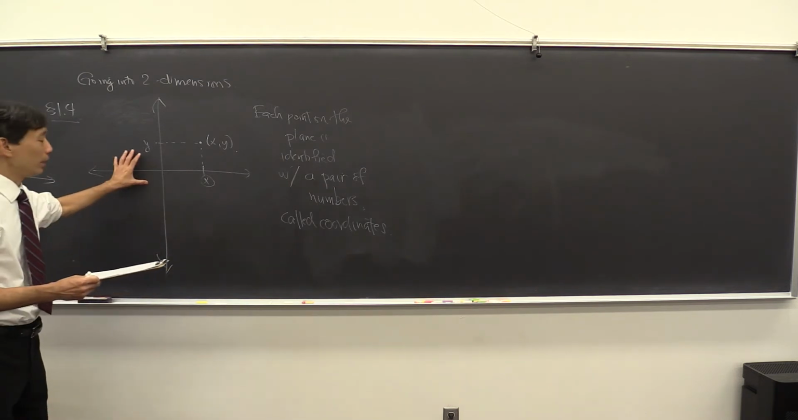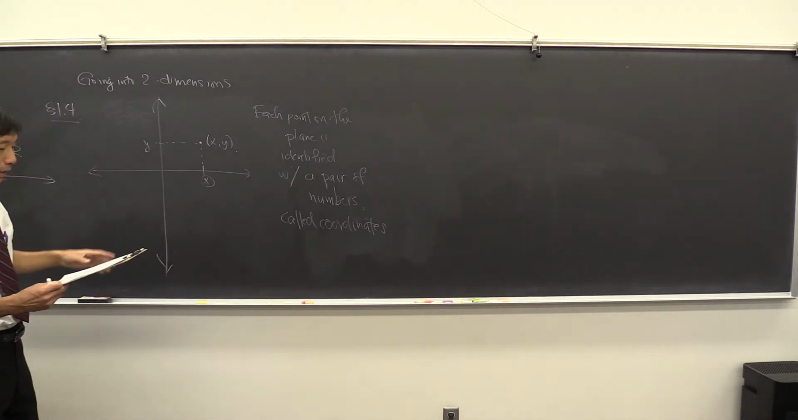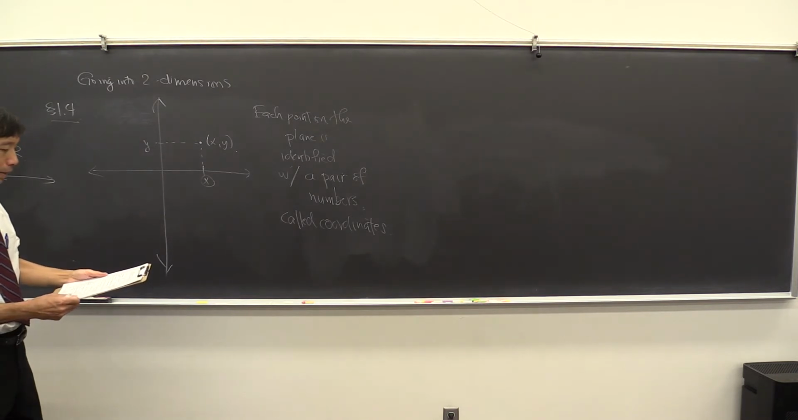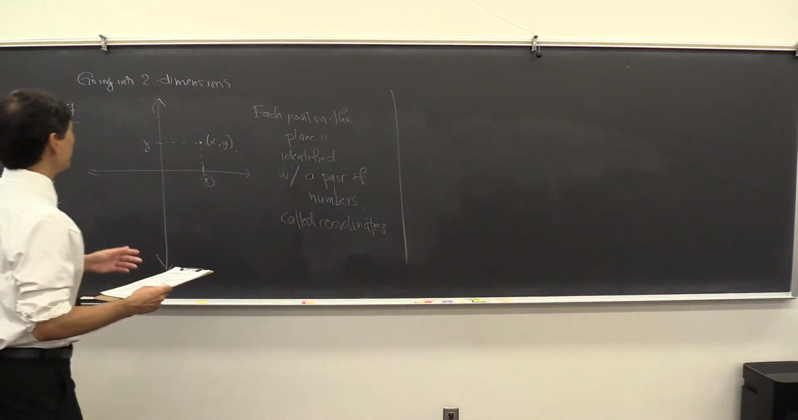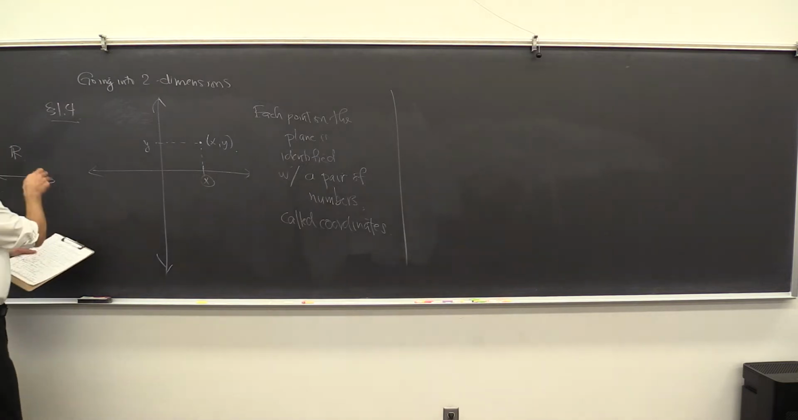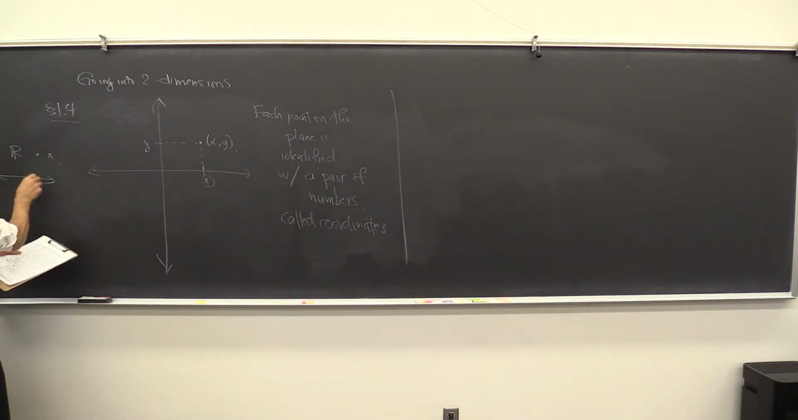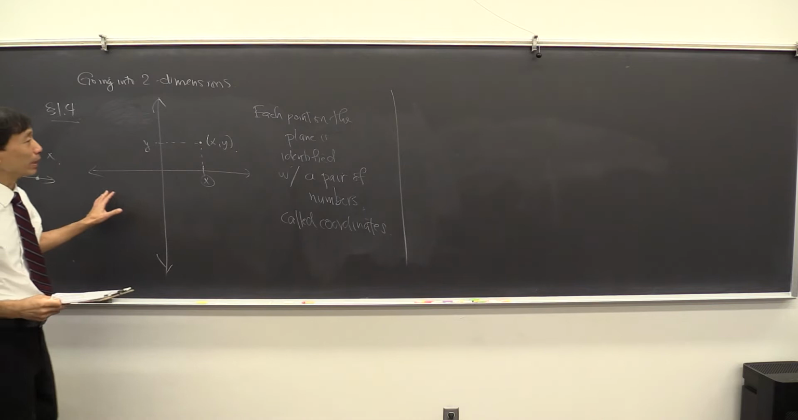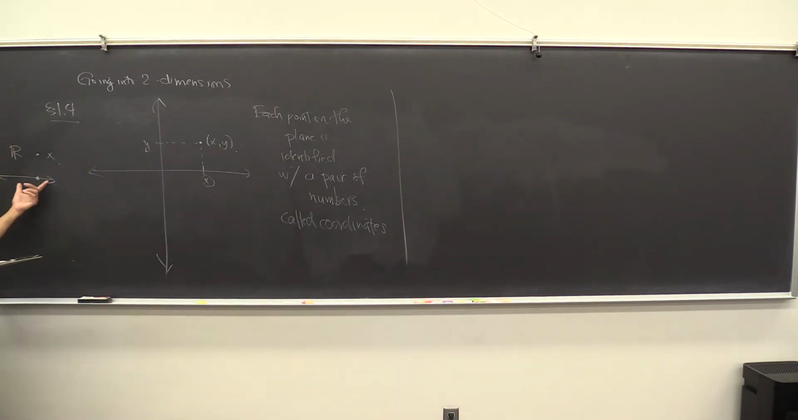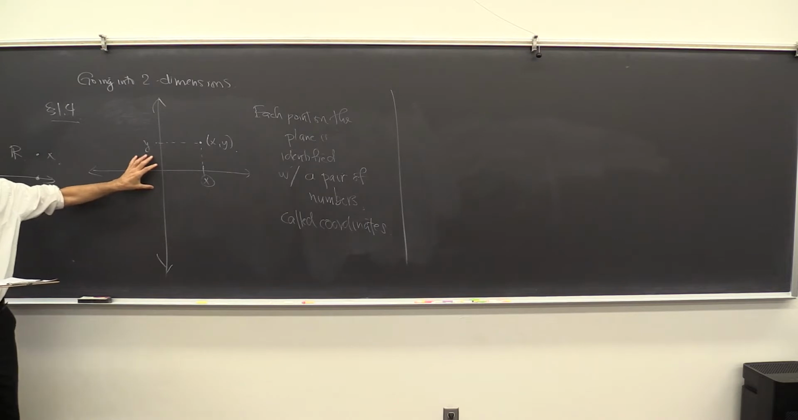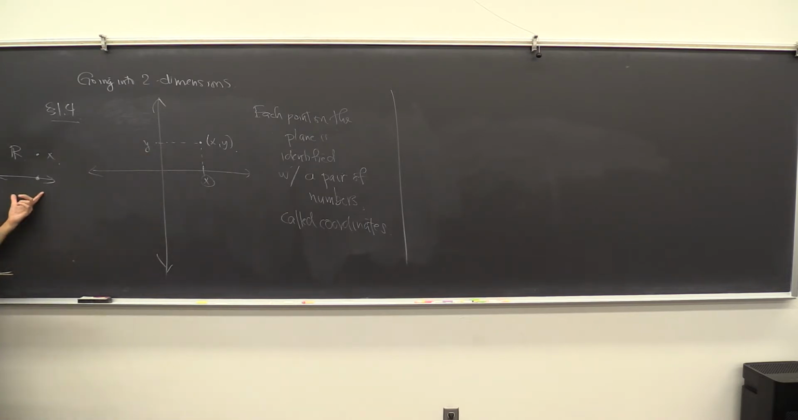Okay, so yeah, the plane. Okay, so right, instead of single numbers, we've got pairs of numbers, and just like we have a way of defining distance on the number line, we have a way of defining distance in the plane. How did we define distance in the number line?